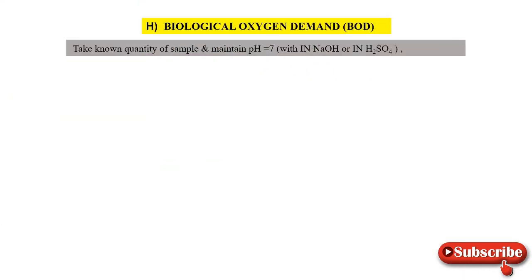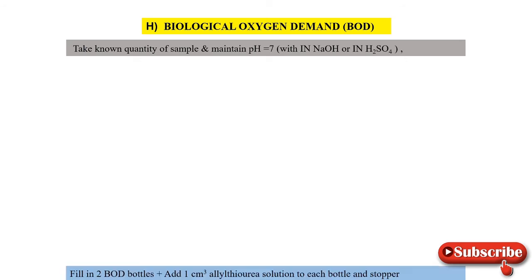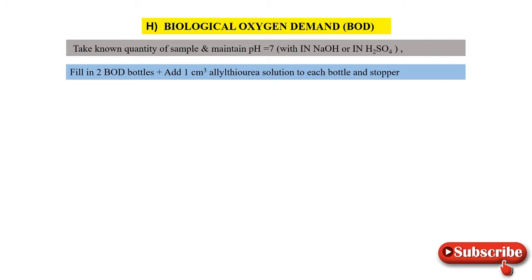So here is the method to determine the biological oxygen demand. Take a definite or known quantity of sample and maintain the pH equal to 7 using 1 normal NaOH or 1 normal H2SO4. Then fill the content into 2 BOD bottles and add 1 cm cube of allyl thiourea solution to each bottle and stopper.